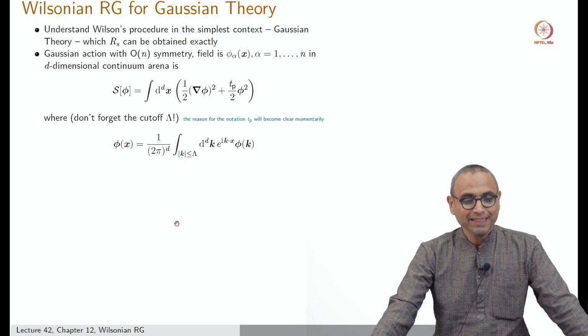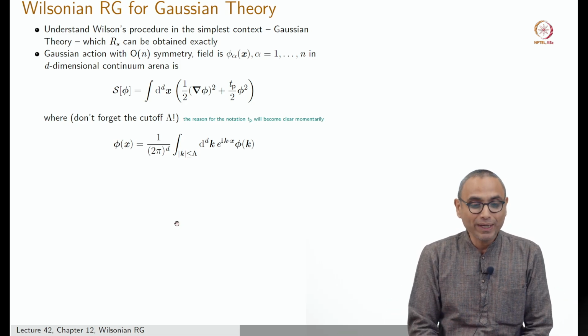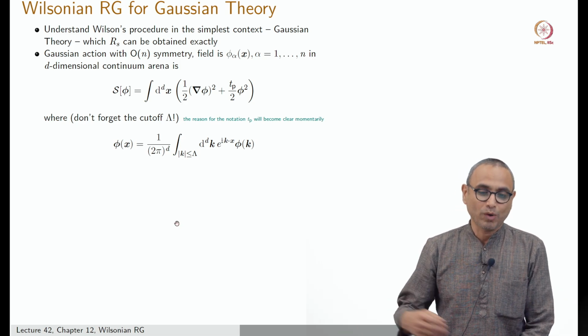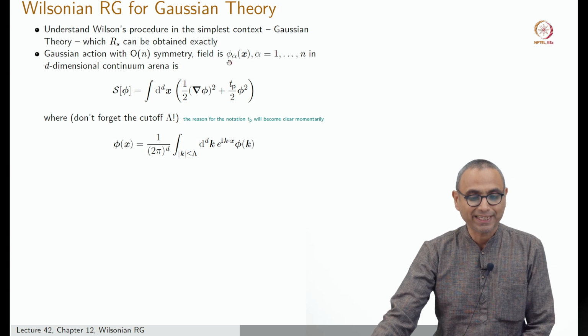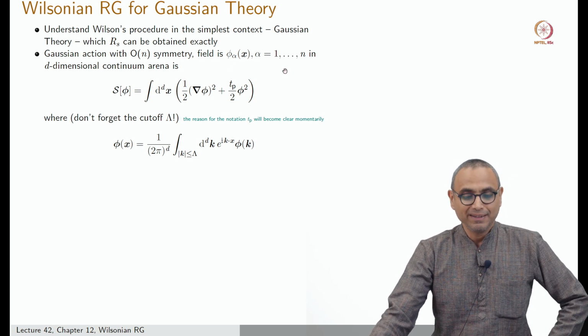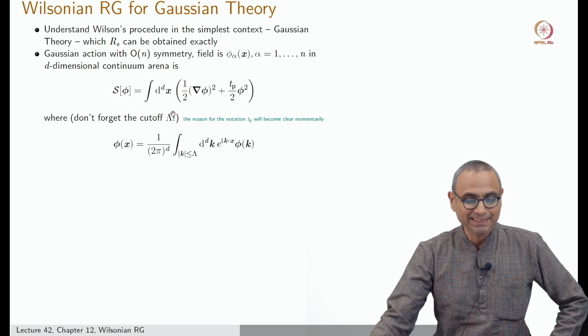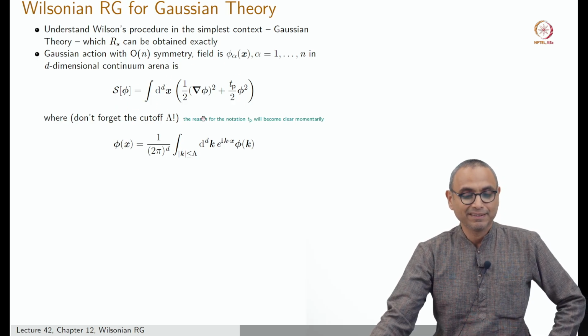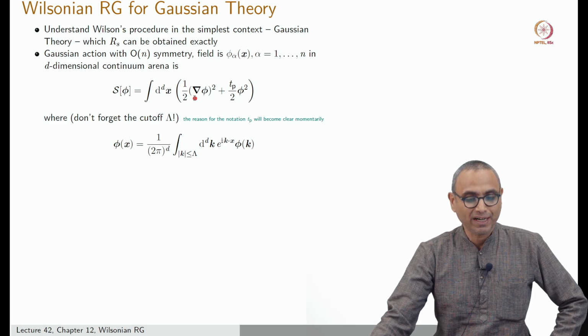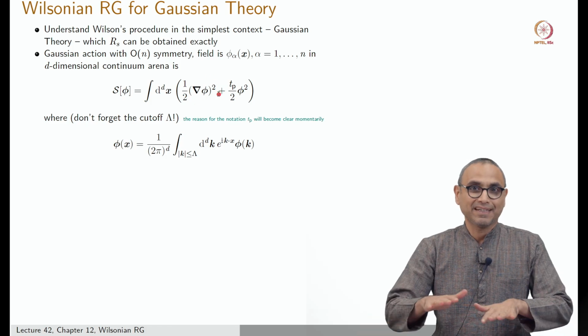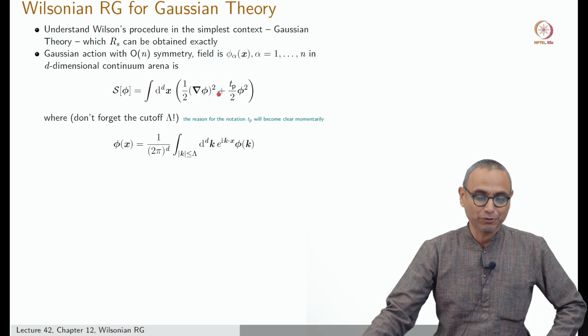Okay. So I am going to start with the O(N) symmetric Gaussian action. What I have is an n-component vector field, that is my field, in a d-dimensional continuum arena, and my action is given by this Gaussian theory. Now you see this has a coefficient of 1, so 1/2 (del phi) whole square, that's like the term that was the Ginzburg term, if you wish.